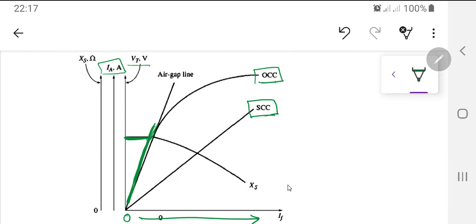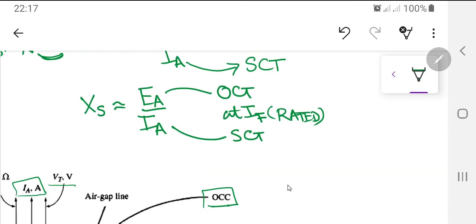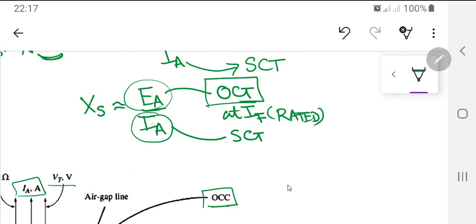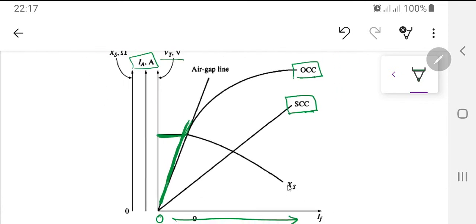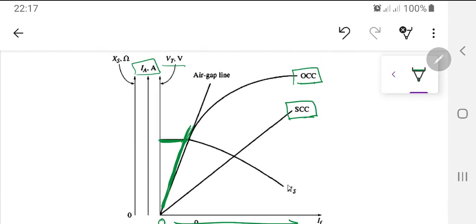As the core is saturating, the value of XS is decreasing, which is completely true, because if you see this expression over here, if IA is increasing, EA should increase in the same ratio. But in the open circuit test, EA is not increasing in the same proportion even though IF is increasing. So XS value is decreasing, as you can see over here.